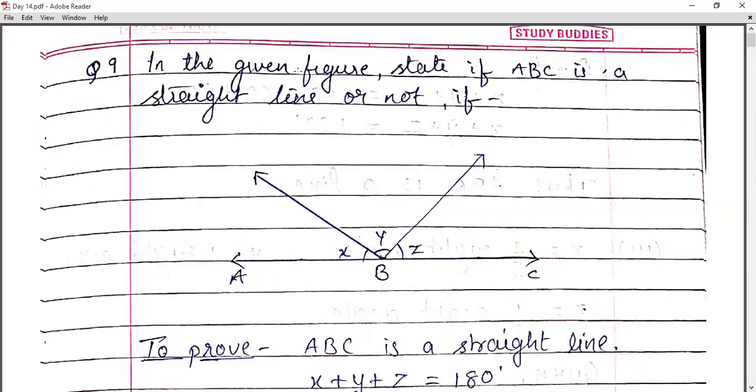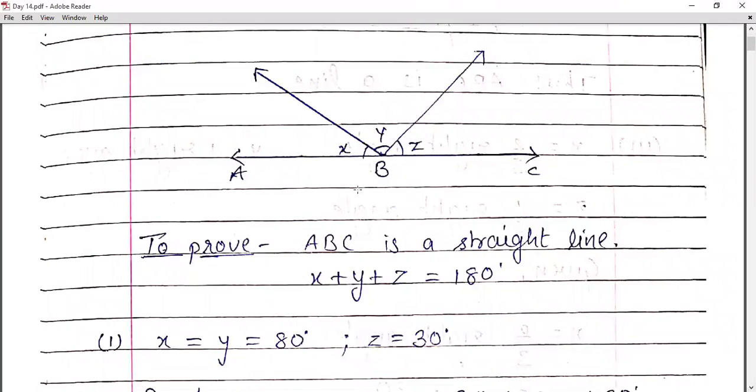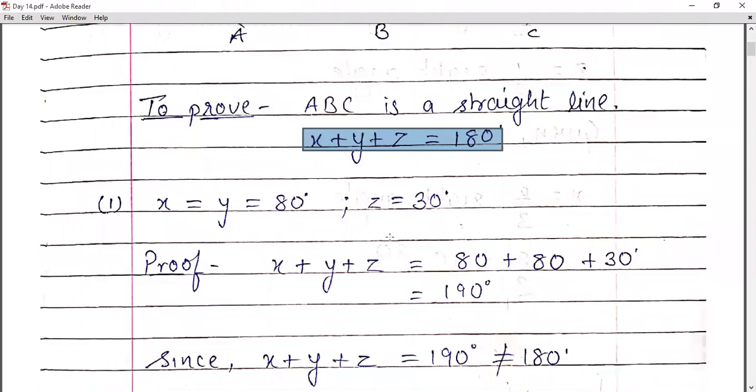In the given figure, state whether ABC is a straight line or not. In order to prove ABC is a straight line, we need to prove that the sum of these three angles, X, Y, and Z, is equal to 180. So we need to prove the sum of these three angles is 180 degrees.